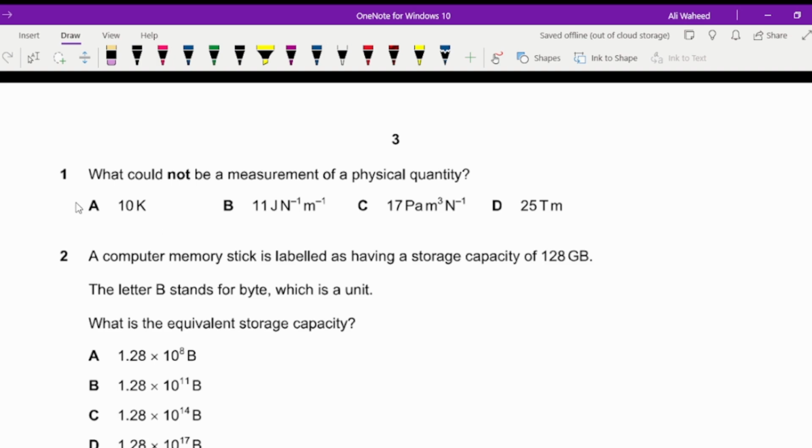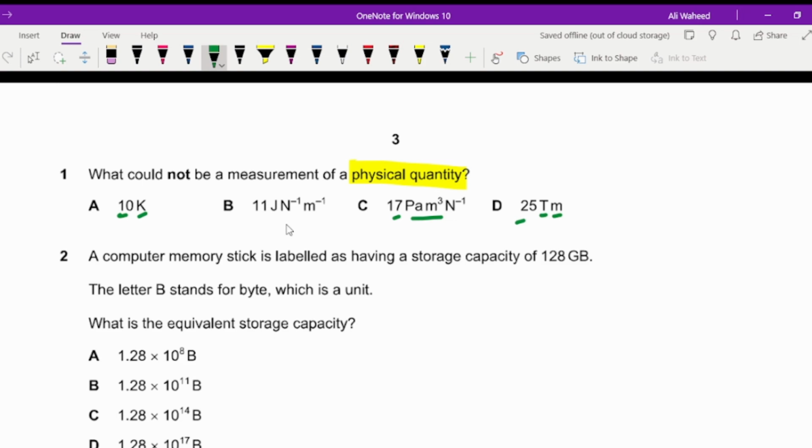So let's try some of these questions. It is from the 2022 paper. What could not be a measurement of a physical quantity? This is the first question. You have studied this thing already in O levels, that a physical quantity has to be represented by a magnitude plus a unit. So 10 magnitude Kelvin unit is there, 17 magnitude, and there are some units, terameters prefix can be there.